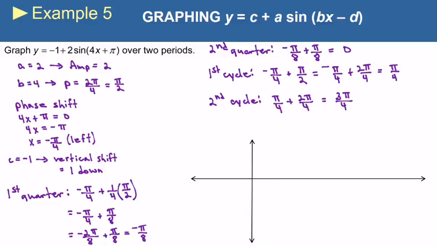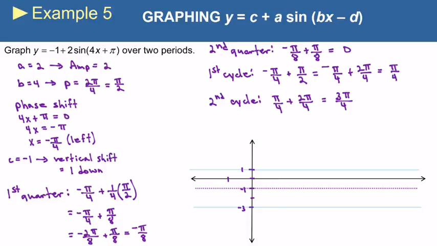Okay, now let's label our axes. Our vertical shift is down 1, so you see I've gone ahead and drawn a horizontal line through the vertical shift. Now amplitude was 2, so if I'm at negative 1 and I go up 2, I'll be at positive 1. And if I'm at negative 1 and I go down 2, I'll be at negative 3. So I'll draw my guideline through positive 1, and my bottom guideline through negative 3. See, from the center we go up 2, which is amplitude, and down 2, which is amplitude.